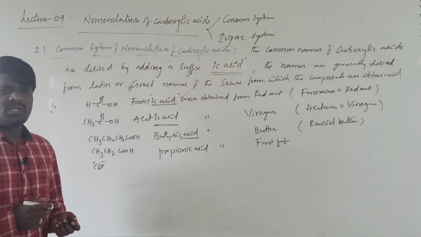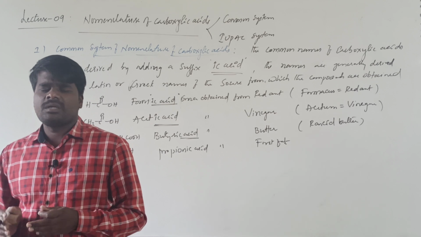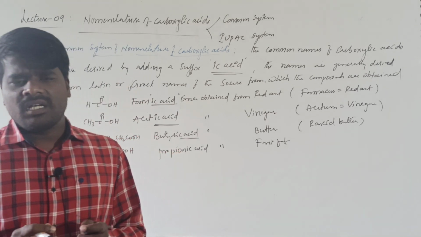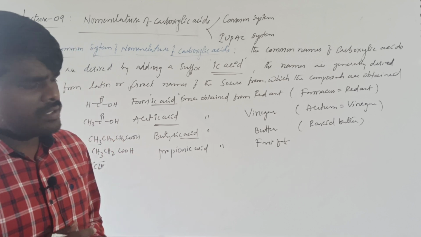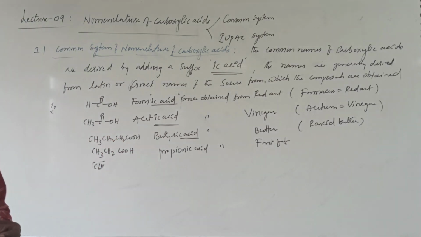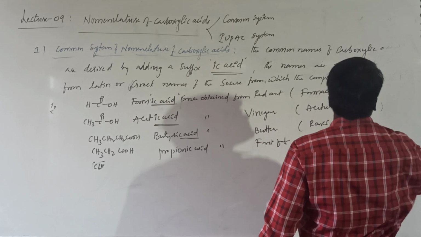The important thing is that carboxylic acids are quite famous with their common names, and their common names are derived by adding a suffix ic to their name that is derived from Latin or Greek sources. Okay, if it is clear, we will move to the IUPAC system of nomenclature of carboxylic acids.